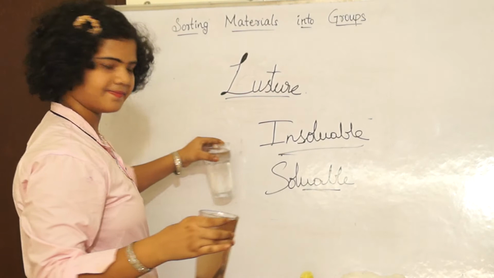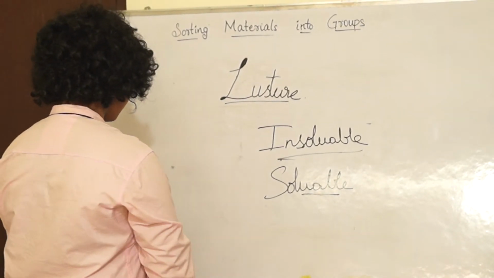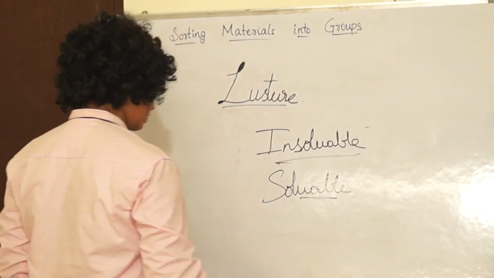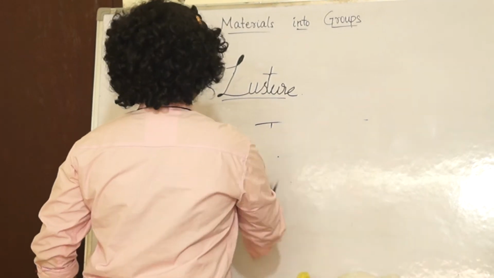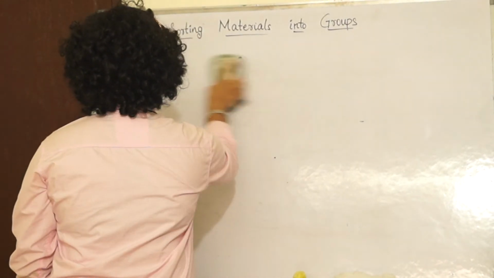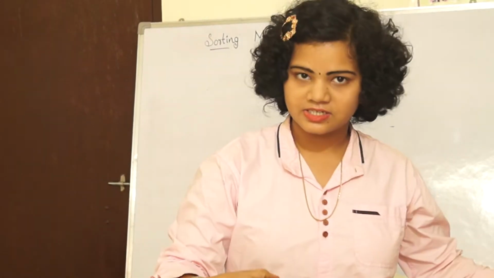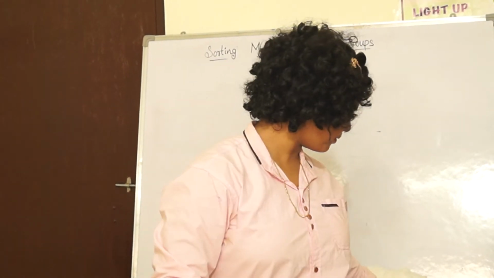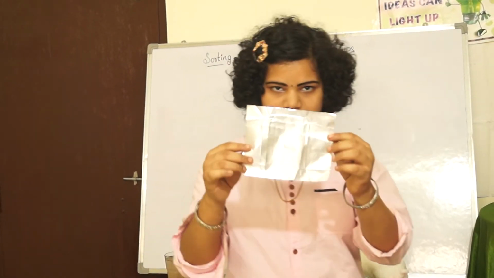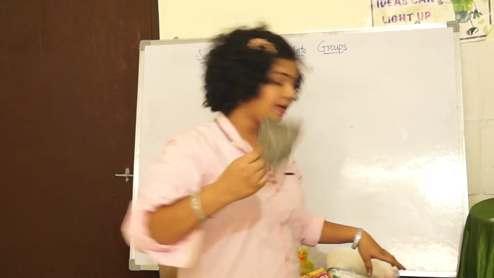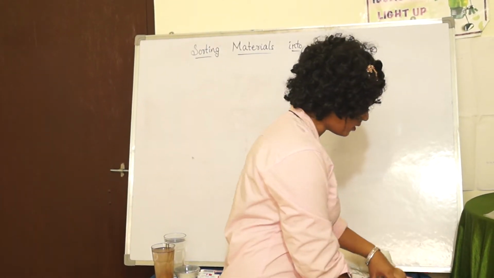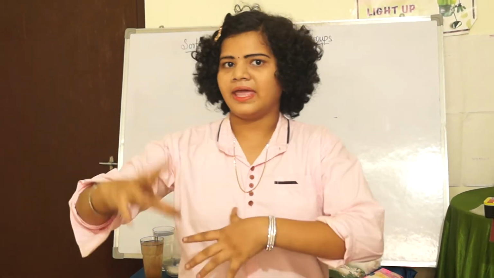Okay, my dear friends. Now let's go to the next one, which is the hard substance and the soft substance. Before going to the hard substance, let's recap. First of all, we did the lustrous form. Luster is nothing but the foil sheet which is more lustrous and more shiny. If our metal got rusted, we can make it lustrous again by rubbing it.